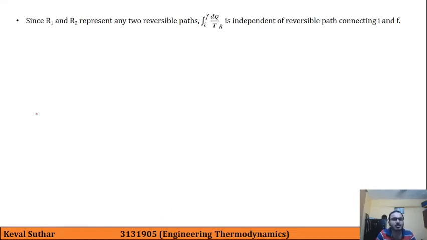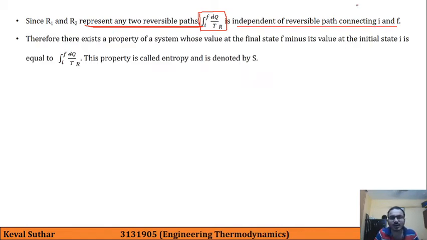Here, since R1 and R2 both represent any two reversible paths, this integral term, the integration from I to F of δQ over T over any reversible path, is independent of the reversible path connecting I to F. Therefore, as this term is independent of path, there exists a property of a system whose value at final state F minus its value at initial state I is equal to this integration, and this property is called entropy, denoted by S.